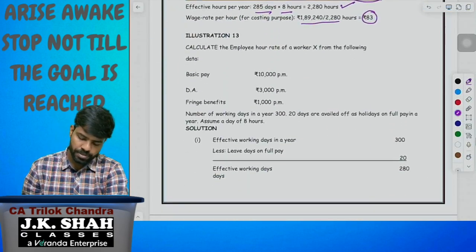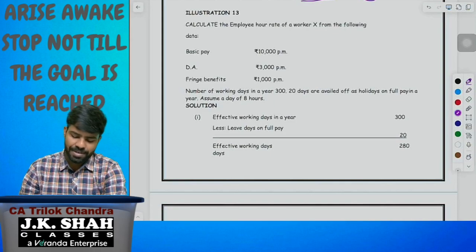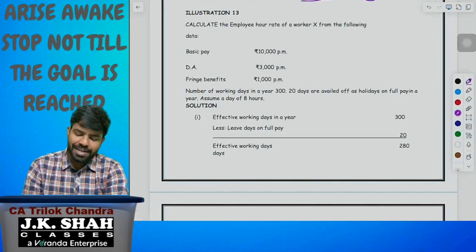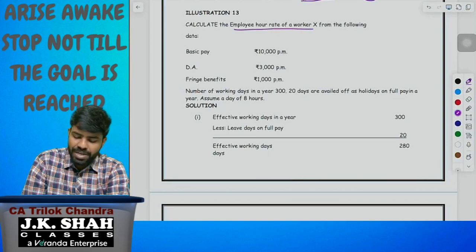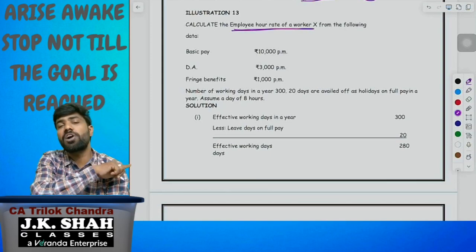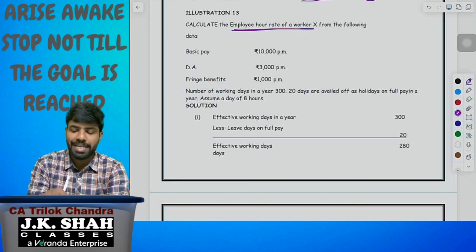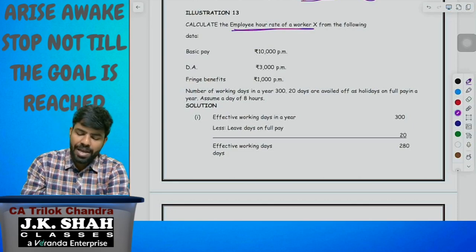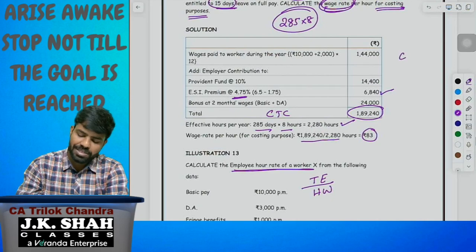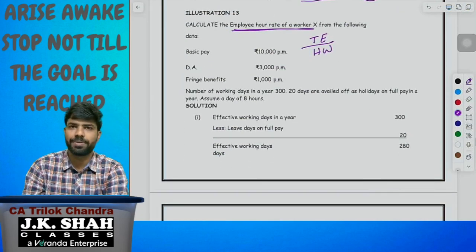Okay, now illustration 13. Calculate employee hourly rate of worker X. Here they are asking employee hourly rate. They are not asking the company's cost. They are asking employee earnings or employee hourly rate. How to calculate employee hourly rate? Total earnings of employee divided by hours worked. In the previous question, CTC divided by hours worked. Here it is total earnings divided by hours worked.